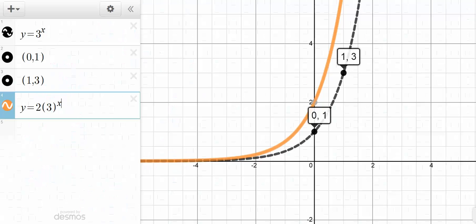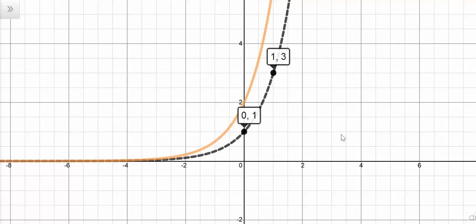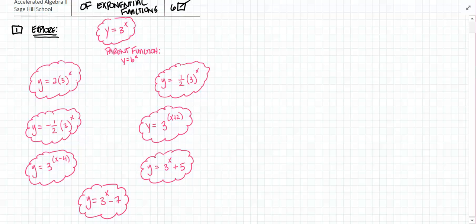All right, so here's what I'm hoping that you'll see. What do you think? What's going on? How is the orange graph compared to the black graph? Is it compressed? Is that the right word? It gets stretched. Yeah, it gets stretched. So something that you could say for this one over here would be it gets stretched by a factor of what? Very good, by a factor of 2.